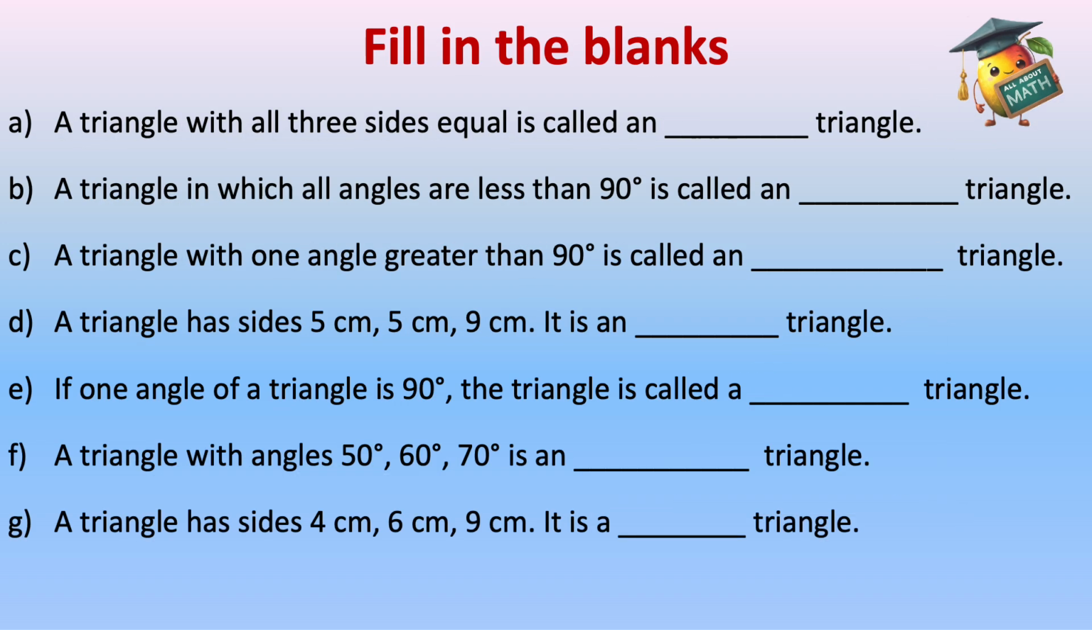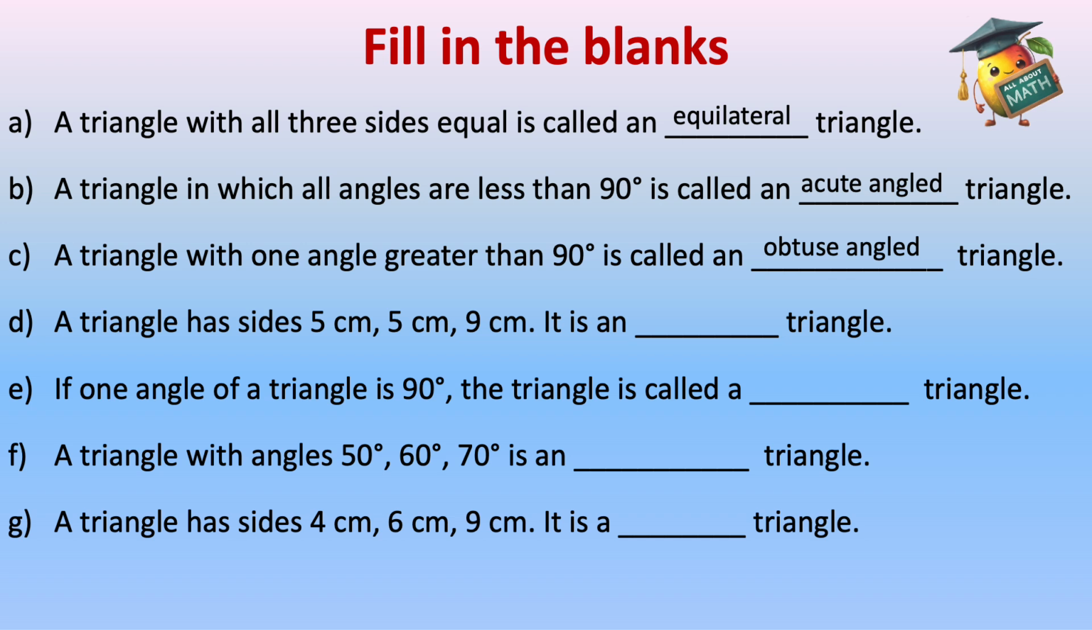Now these fill-ups are for you to do. Pause the video, do the answers yourself, and then check your answers with me. Okay, I'll be doing this one by one. A triangle with all three sides equal. All sides equal, equilateral triangle. All angles less than 90 degrees. So talking about angles that are less than 90, acute angled triangle. One angle greater than 90 degrees. A triangle with one angle greater than 90 is an obtuse angled triangle.